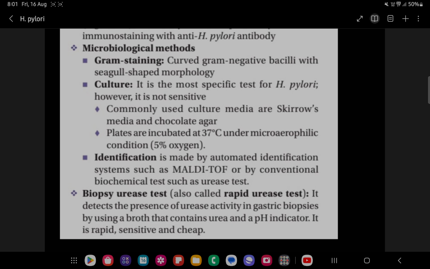Now some microbiological methods: gram staining shows curved gram negative bacilli with seagull shaped morphology. Culture is the most specific test for H. pylori, however it is not sensitive. Commonly used culture media are Skirrow's media and chocolate agar. Plates are incubated at 37 degrees Celsius under microaerophilic condition, that is 5% oxygen. So microaerophilic condition means that it requires little oxygen, not absence of oxygen, little oxygen for its optimum growth.